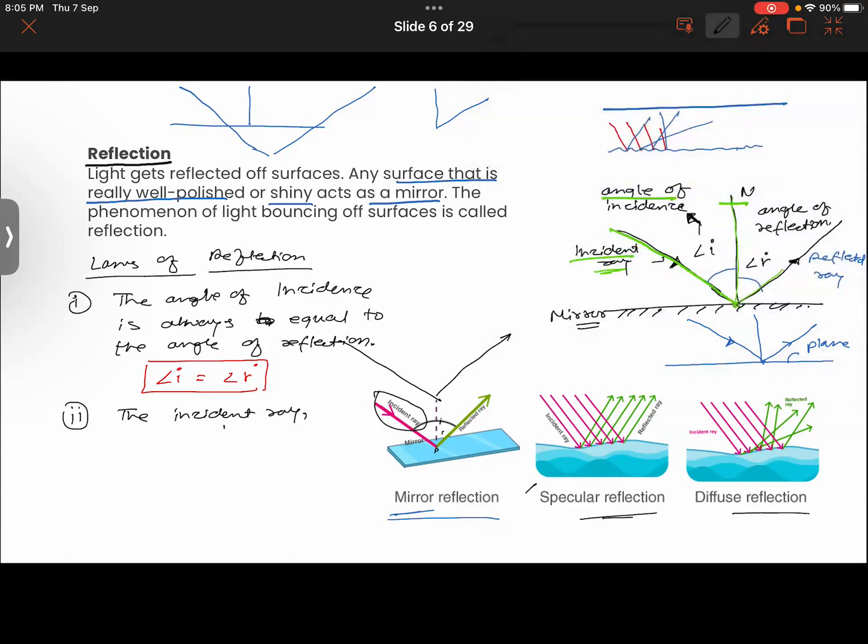Okay, so the second law of reflection says that the incident ray, the normal at the point of incidence, and the reflected ray all will be lying where? All lie in the same plane.